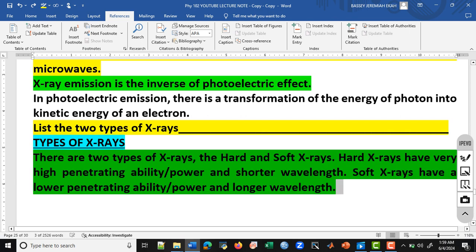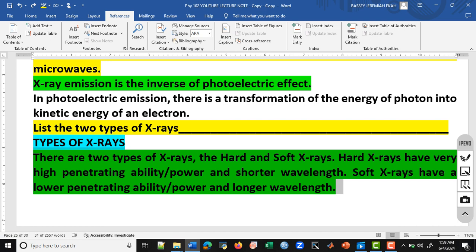There are two types of X-rays, the hard and soft X-ray. The X-rays that are close to gamma ray will tend to have a higher penetrating power than those that are close to the UV ray. Remember, we started by saying that X-rays are in between the gamma ray and the ultraviolet ray. So those that stay close to the region of the gamma ray will tend to have a higher penetrating power than those that are close to the UV ray.